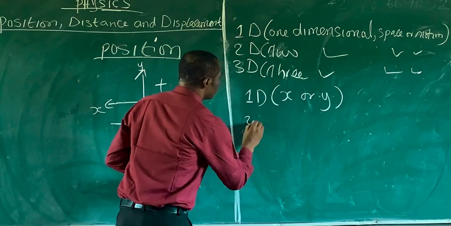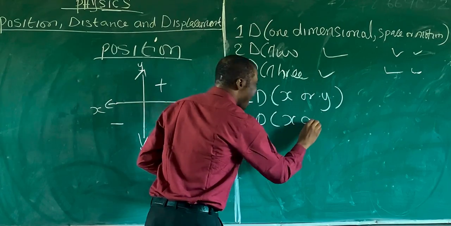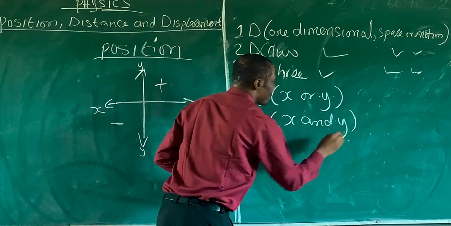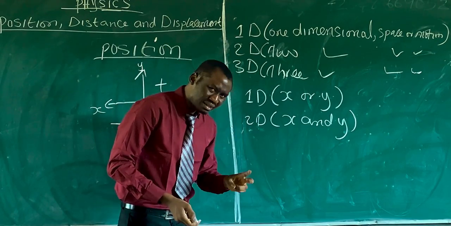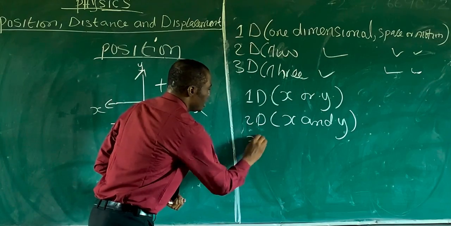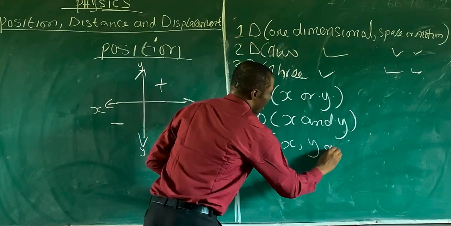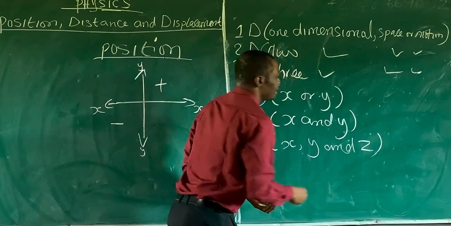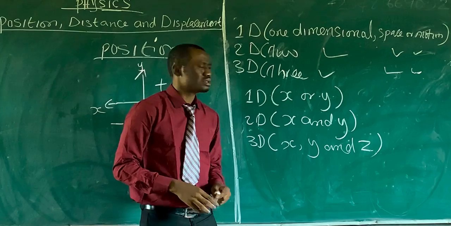Now, if you talk about the 2D, you are talking about the x and the y axis. If you are talking about the 3D, you are talking about x, y, and the z axis, which we're going to be discussing in this class.